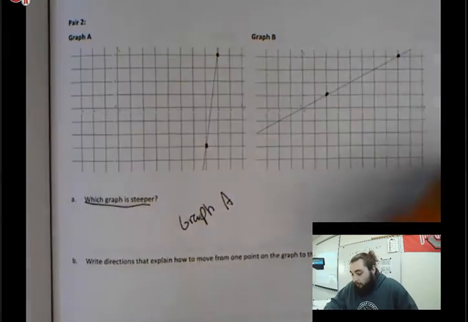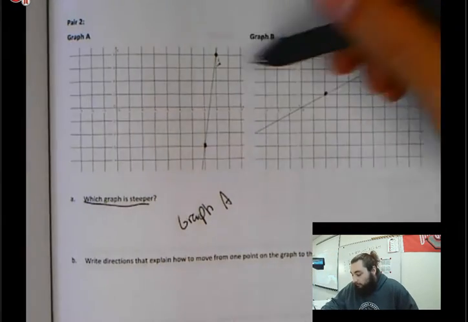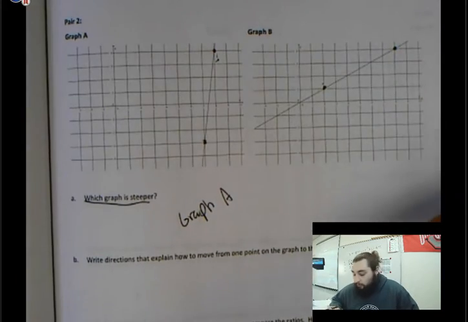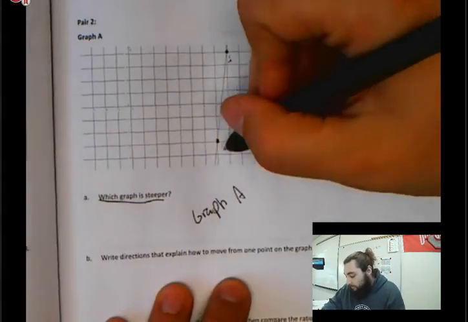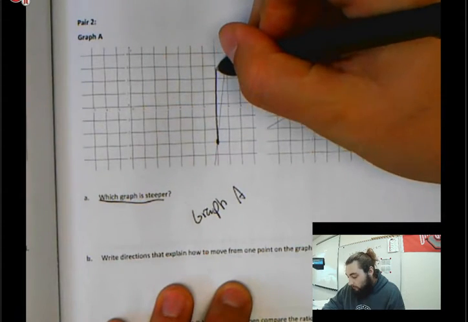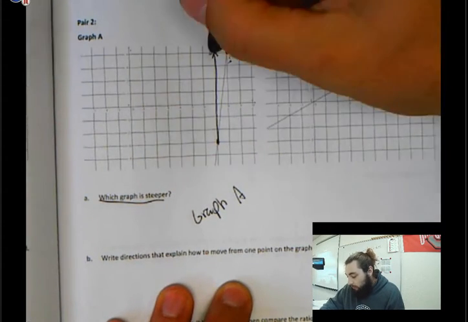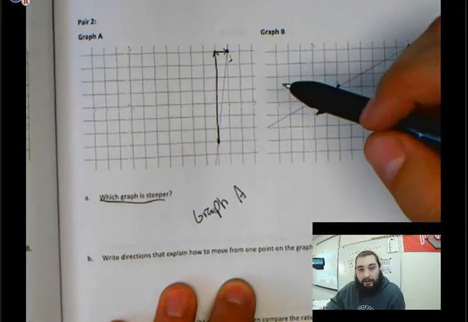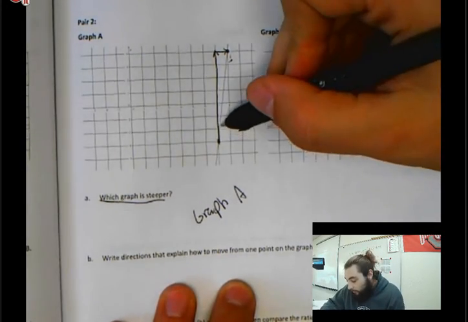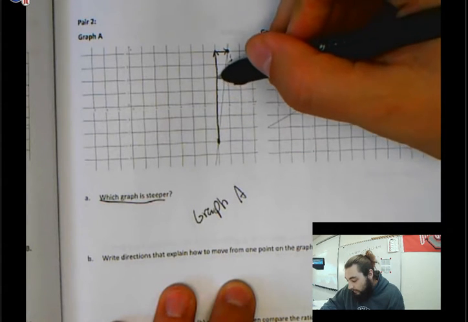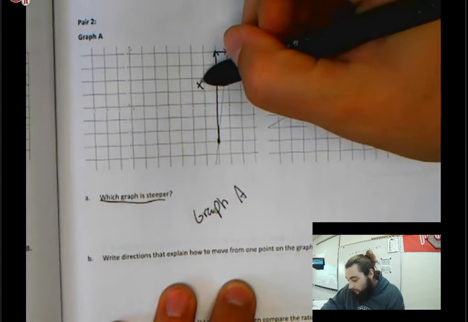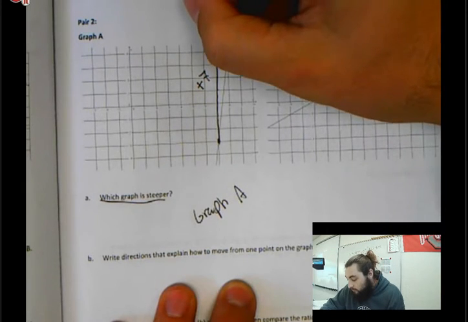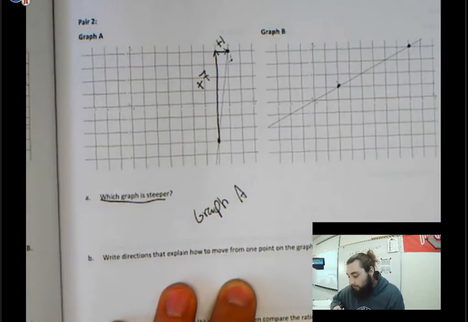Now, how do we get from this point here to this point here on graph A and this point here to this point here on graph B? Let's find out. Same way we did before. We're going to look at the difference in the rise, so how far we have to go up, and then that is going to be divided by its run. In terms of rise for graph A, we go up 1, 2, 3, 4, 5, 6, 7. So it's going up 7, so it's a positive 7. And then we're going 1 to the right, which is a positive 1.